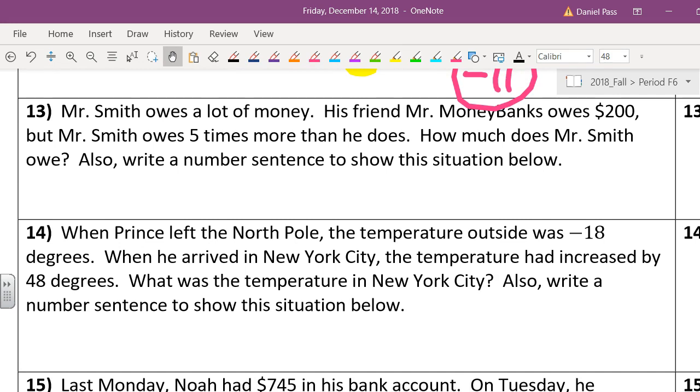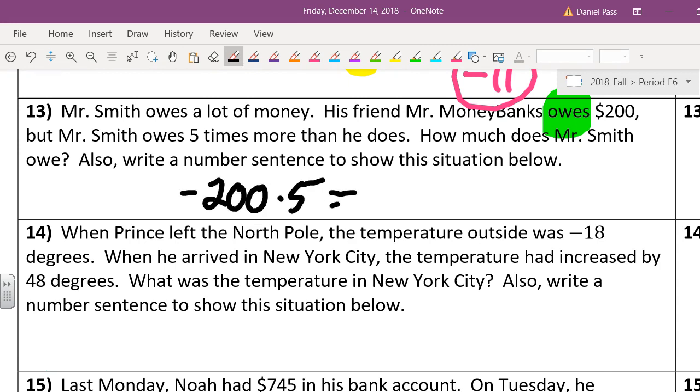Okay, so Mr. Smith owes a lot of money. His friend, Mr. Moneybanks, owes $200, but Mr. Smith owes 5 times more than that person. How much does Mr. Smith owe? So you do $200 times. Okay, you're close, but we have to use positives and negatives. So what's our key word for positives or negatives? Owes. So if you owe money, is it positive or negative? Negative. So we're going to write negative 200 times what? 5. And we get? Negative 1,000.